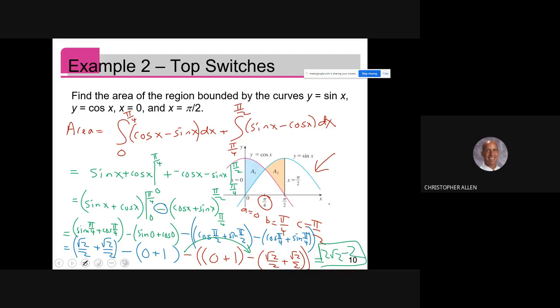Now, you may say, Mr. Allen, that seemed a lot harder than I thought it was going to be. Was any one step of that particularly difficult? Not really. But can you see how if you were sitting there without Mr. Allen kind of reminding you, you might forget whatever the cosine of pi over 2 is? 0. You might forget that. Could you see how that might happen? Anyways.